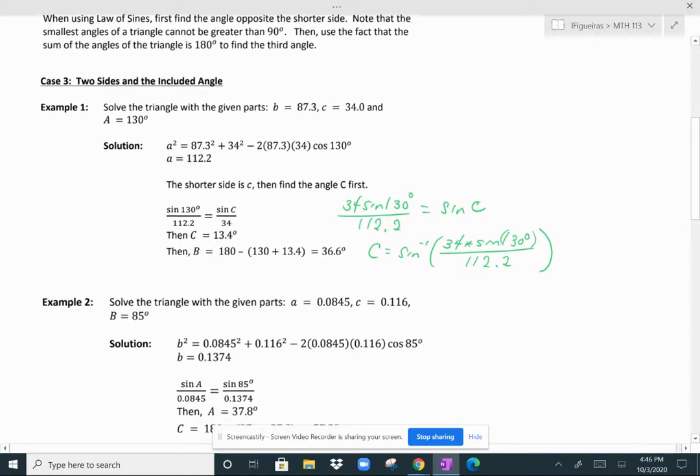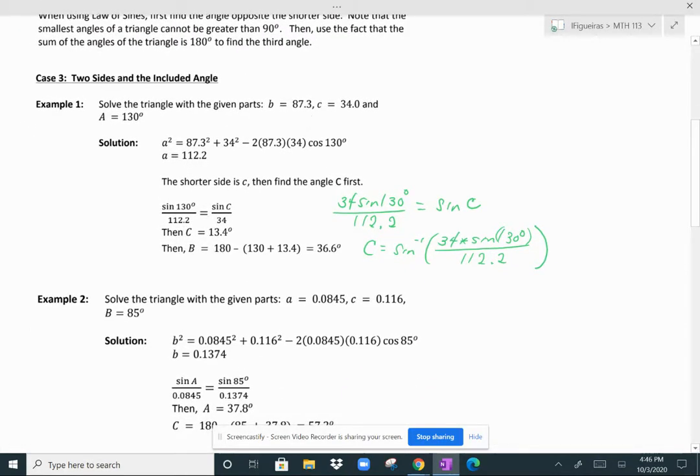So here's another example of case 3, where we have two sides and the included angle. So these are the two given sides, and this is the angle between them. That means I need to solve for side B first using law of cosines. So I used the second formula that was stated above in the box.